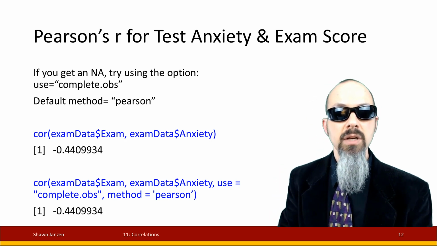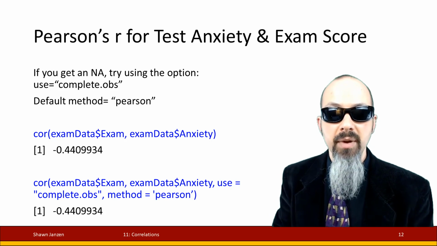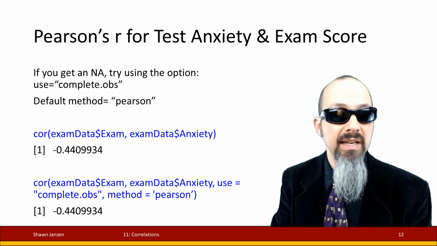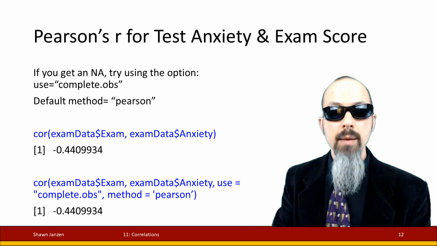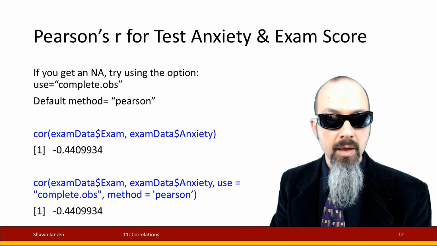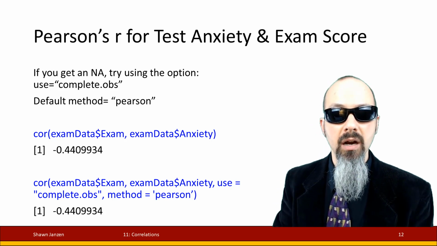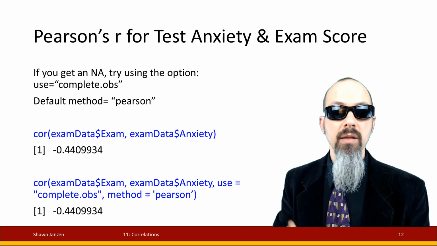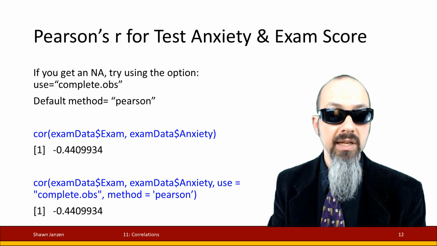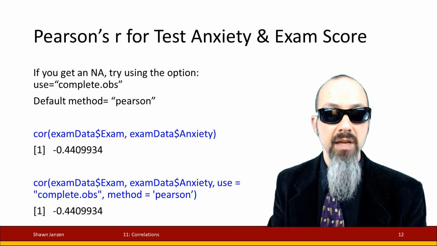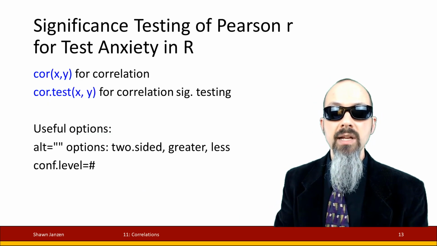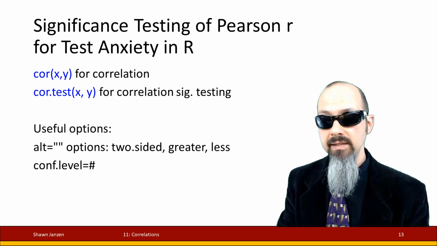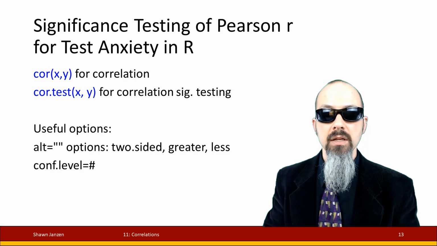In the second version, I have the exact same cor function, but I've added use equals complete.obs so you can see how it's being used, even though I didn't need it. I had a correlation value. And I'm also including method equals "pearson". Pearson's r is the default correlation that we have so far, and that's the default for this particular function. But the method option will allow us to change it later, and we're going to see it when we get into the nonparametrics, the other versions we can use. When I want to do some significance testing, I need to change gears from cor to cor.test. And I have options in here to specify in my cor.test.